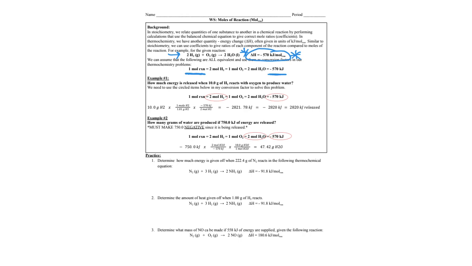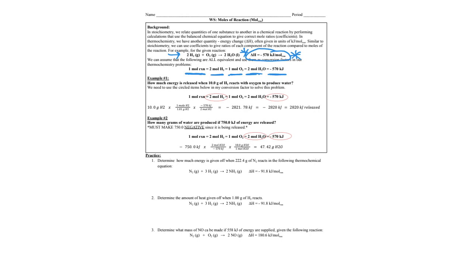But within that reaction, we also have some things that we know because of the coefficients that are in front of all of the different parts of the reaction. So if I have 1 mole of this reaction happening, I'm going to need 2 moles of hydrogen gas to make that happen. I'm going to need 1 mole of oxygen gas to make that happen, and it's going to produce 2 moles of water. So all 5 of those things are equal to each other.